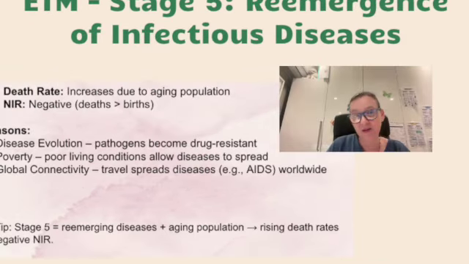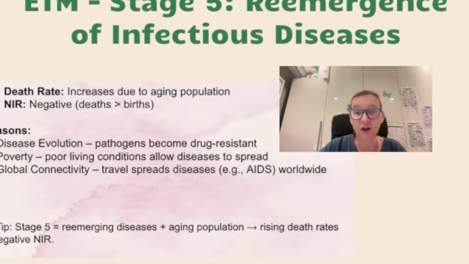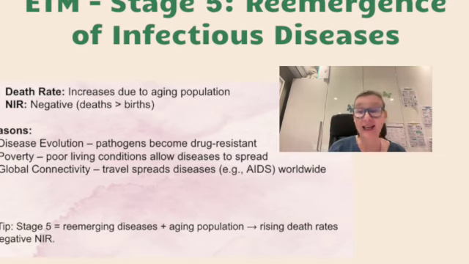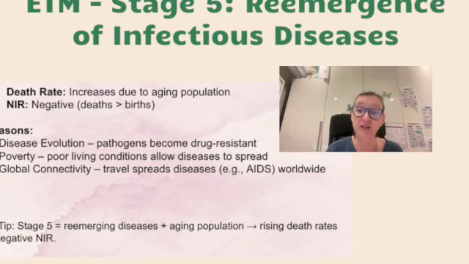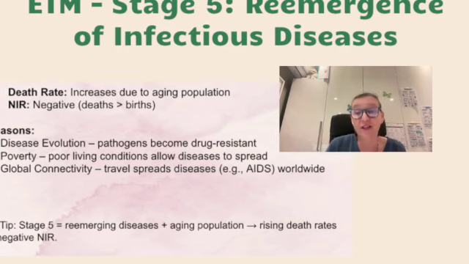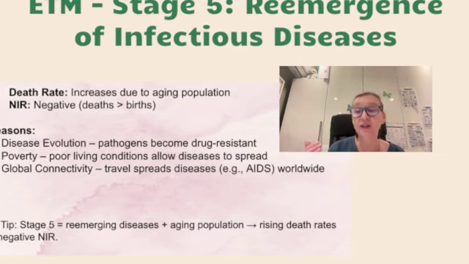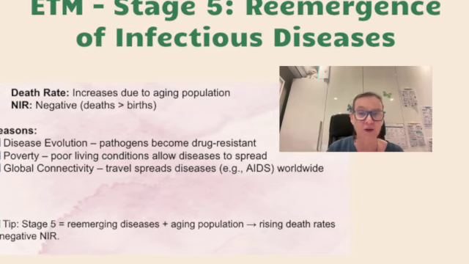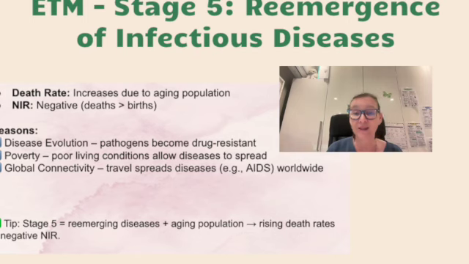Finally, let's look at stage five of the ETM, often called reemergence of infectious and parasitic diseases. At this stage, many countries are highly developed and have already gone through the earlier phases of improving health and sanitation. But now there's a new problem that begins, and some old ones return. First, the death rate starts to increase again, mostly because of an aging population. Where there are more elderly people than young people, more deaths occur naturally. And this can lead to a negative natural increase rate, the NIR. We talked about that in Unit 2. Meaning more people are dying than being born.